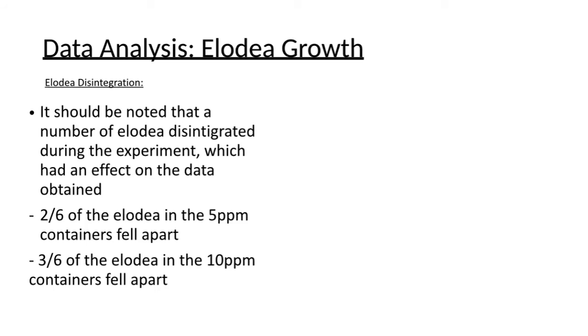This is data analysis for allodia growth. To have a note before the values are shown, we should talk about allodia disintegration. It should be noted that a number of allodia disintegrated during the experiment, which had an effect on the data obtained. 2 out of the 6 of the allodia in the 5 ppm containers fell apart, and 3 out of the 6 of the allodia in the 10 ppm containers fell apart. So, as you can see, as the concentration increased, there was a higher probability that the allodia plants would disintegrate.